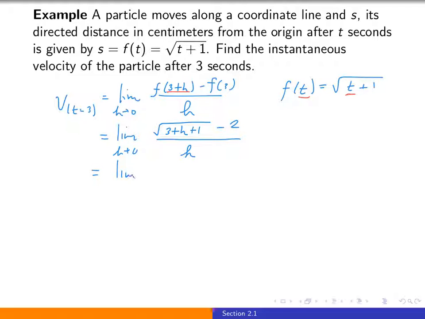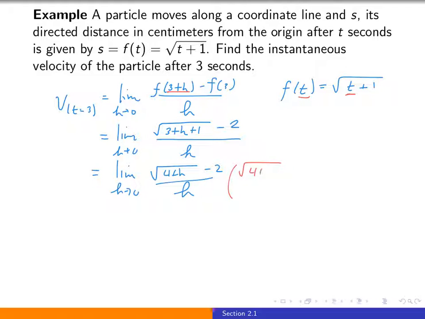Simplifying just a smidge, underneath the square root we have a 1 plus 3, so that would be the square root of 4 plus h, minus 2, over h. And once again, this is a very familiar type of limit. We cannot simply plug in h equals 0, but what we can do here is algebraically manipulate by multiplying by the conjugate over the conjugate.